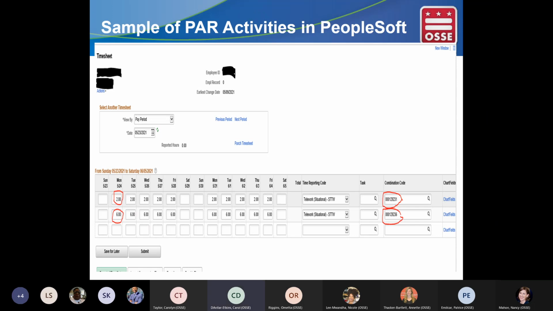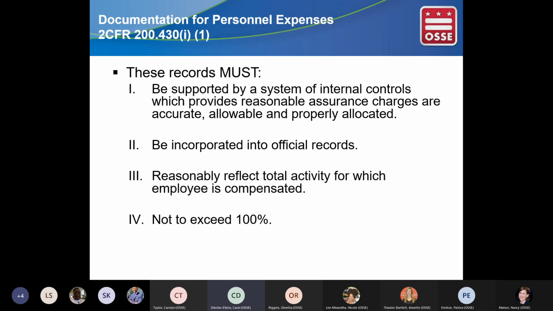And in line 2, similarly, you're getting paid 75% of your salary with Title II funds. So in that case, in line 2, you would enter 6 hours each day. And again, that would total your hours. The 2 hours and the 6 hours would equal 8 hours for that day. And then you carry that through to your entire pay period reporting, and it would equal your 40 hours. Okay? Nancy, you could go to the next slide.